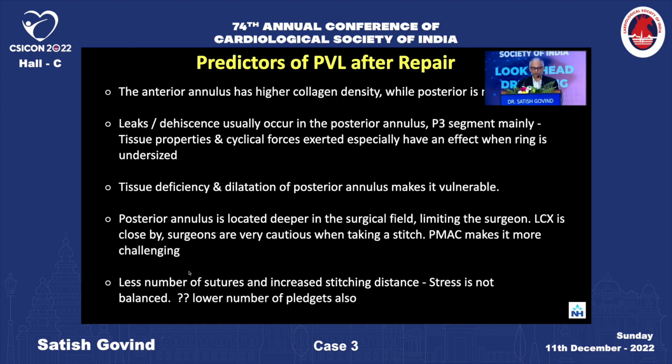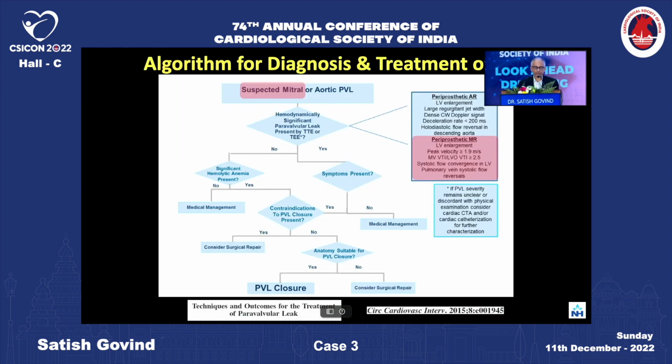And also the number of sutures. If they put fewer sutures with more distance, then the stress between that area is not balanced, and that again can cause the sutures to give way. And also the pledgets. The pledgets are synthetic supports which are put in between. If they are not putting an adequate number of pledgets, if they're not looked into properly, that again will cause imbalance.